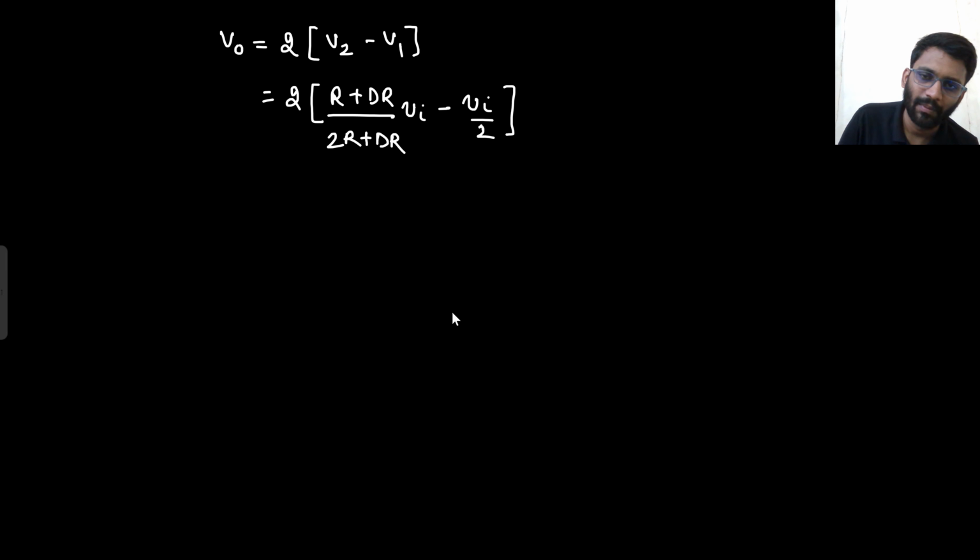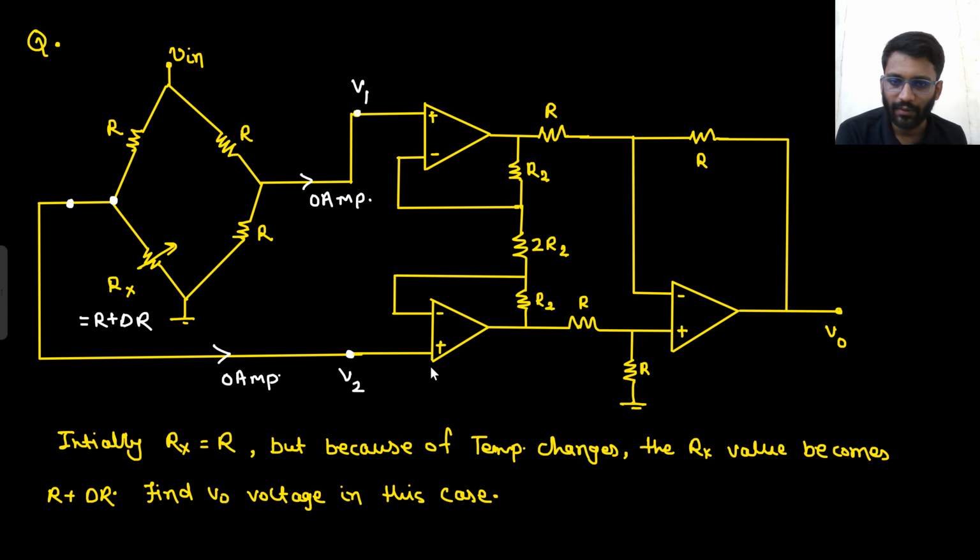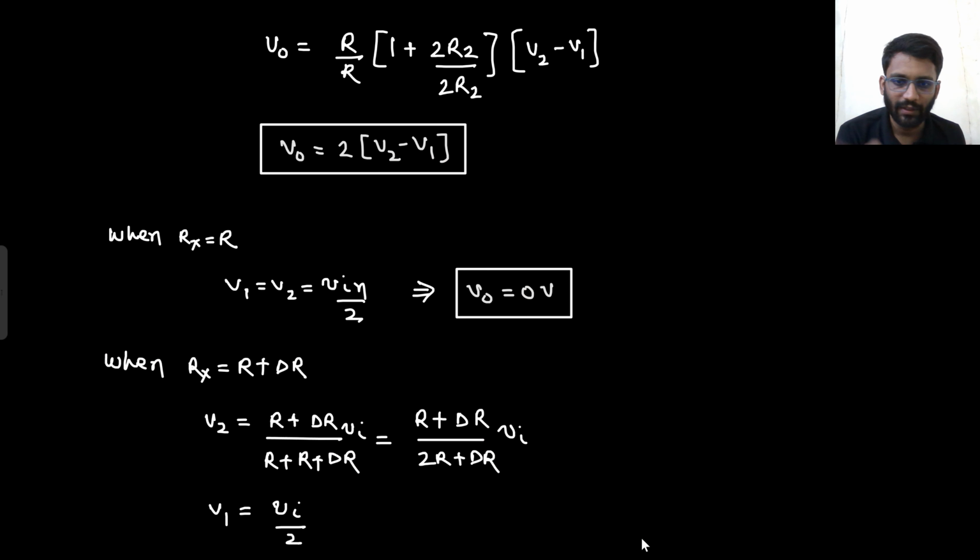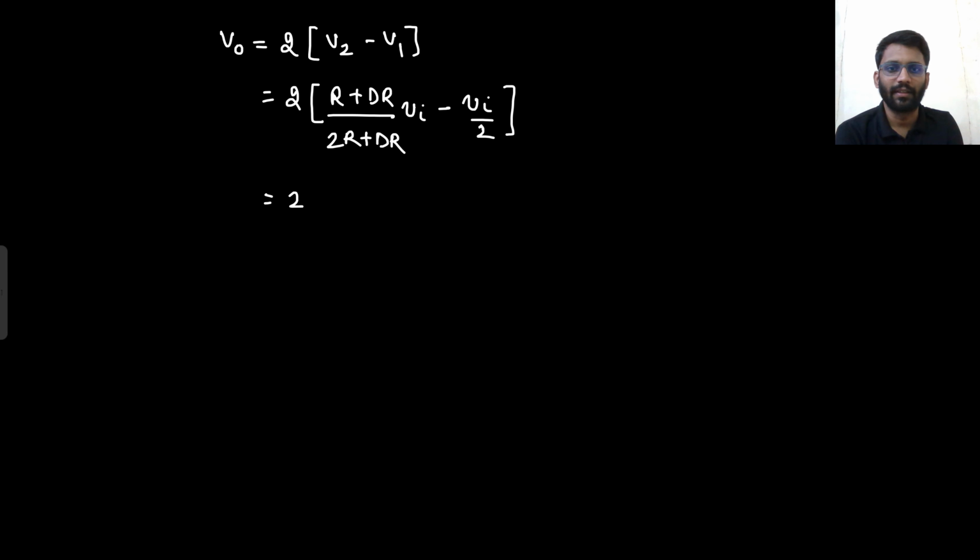2 into V2. What is V2? R plus delta R divided by 2R plus delta R into Vin, minus Vin by 2. Right? Is it correct? This was your V2, this was your V1. V1 was Vin by 2, and V2 was R plus delta R divided by 2R plus delta R into Vin. No issue about it? No issue about it.